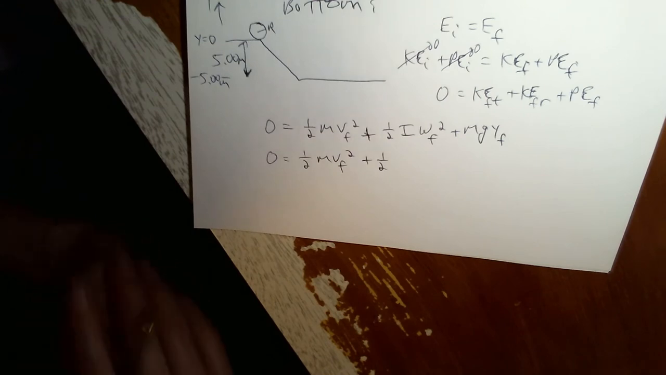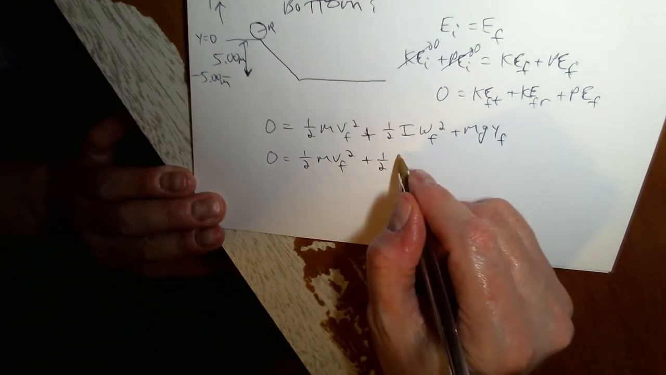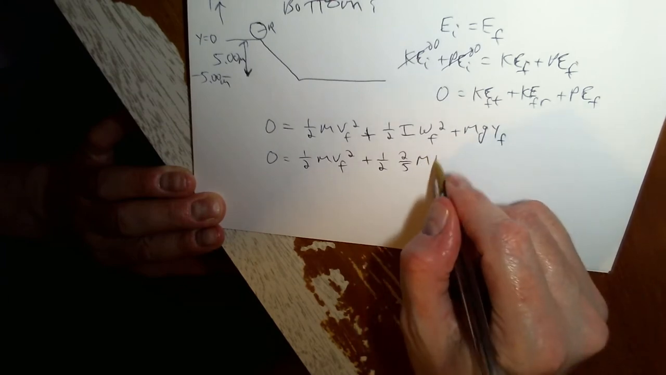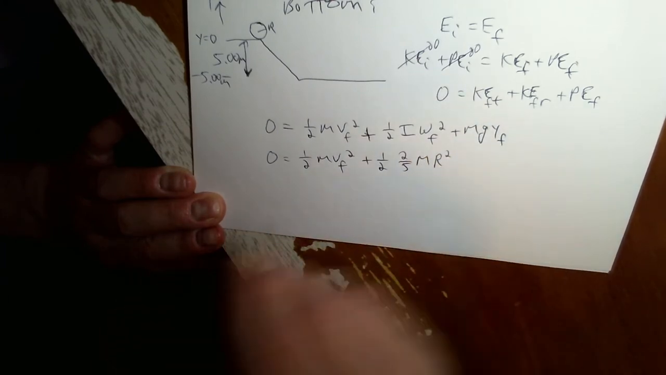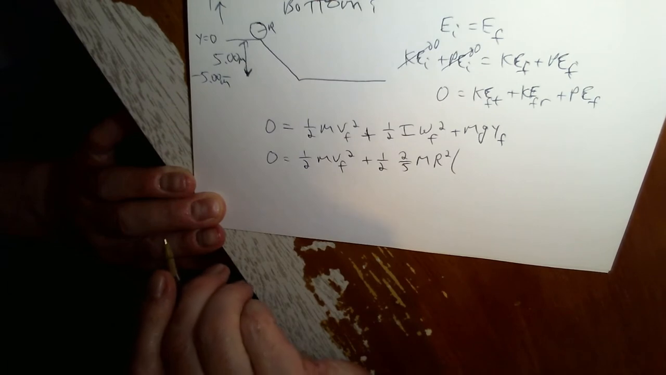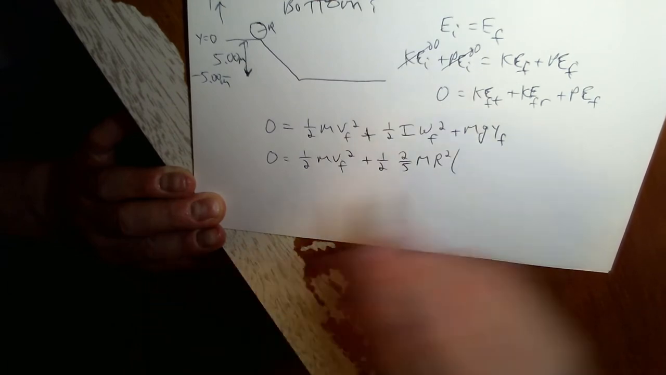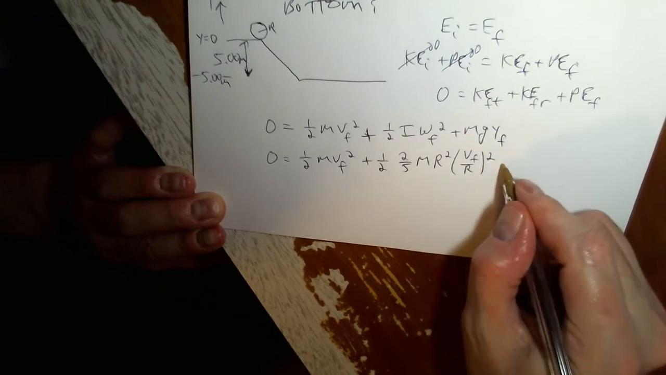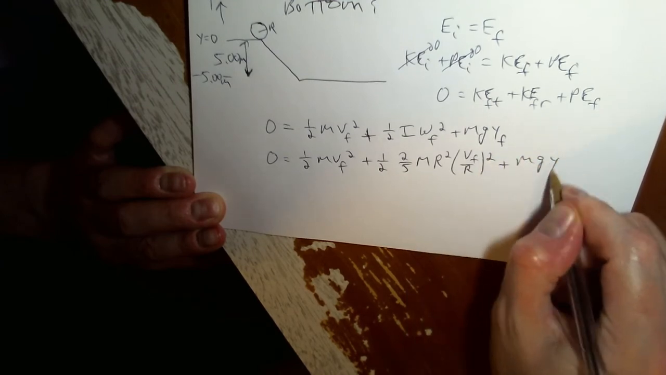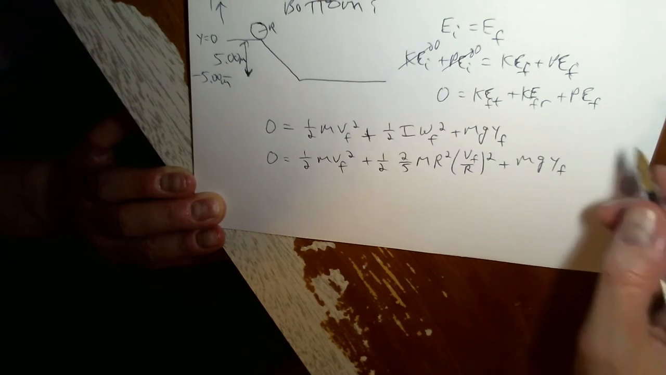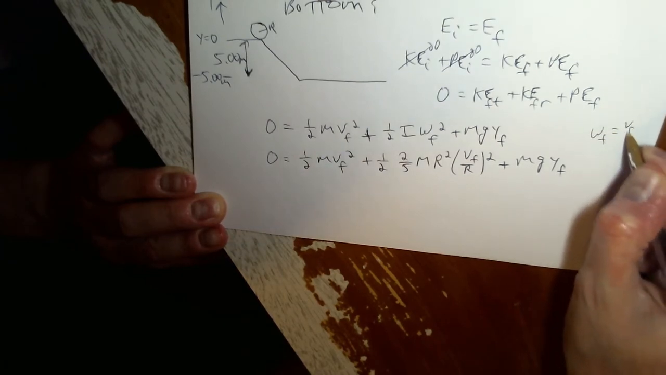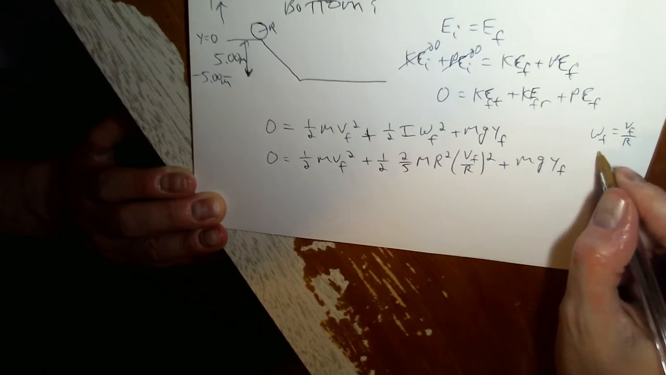The moment of inertia of a solid sphere is 2/5 the mass of the sphere times the radius of the sphere squared. Omega final, because the thing rolls without slipping, is V final over R, and that's squared. And I'll just make a note over here. Omega final equals V final over R because you have no slipping.